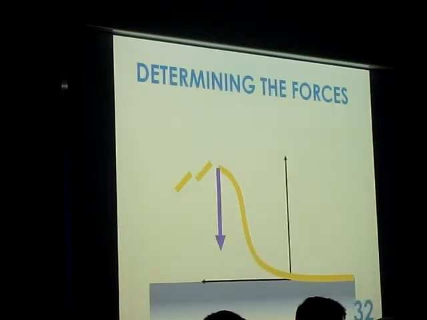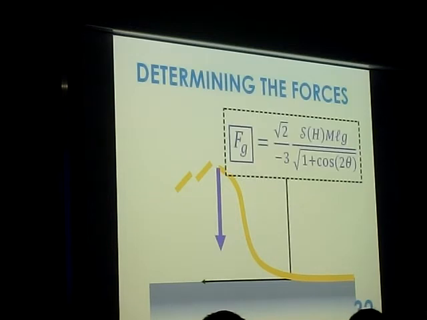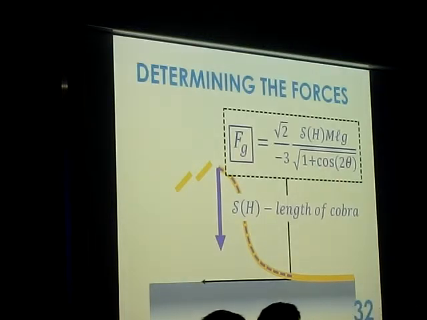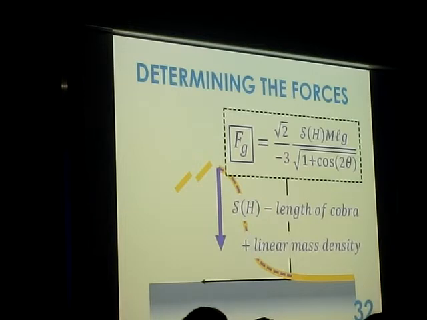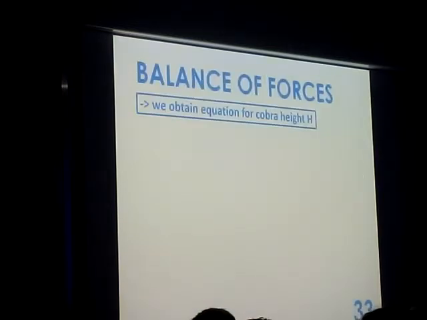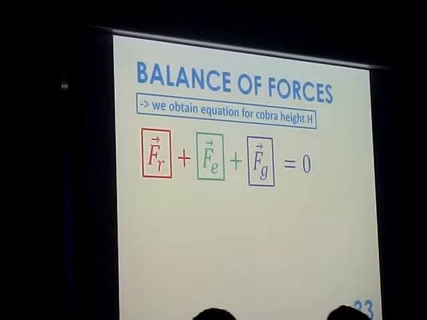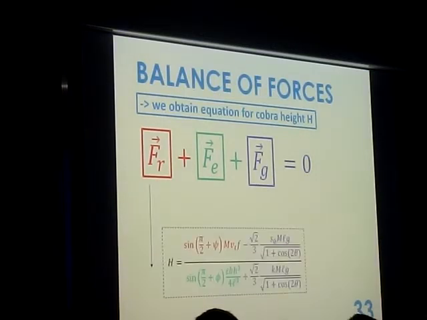With this, finally, we will focus on the gravitational force, which is this rather daunting formula. But we will see that there enters the length of the cobra and the linear mass density from which this complicated term comes. It is from studying the geometry of the setup. We will demand the balance of forces and arrive at such a formula for the height.